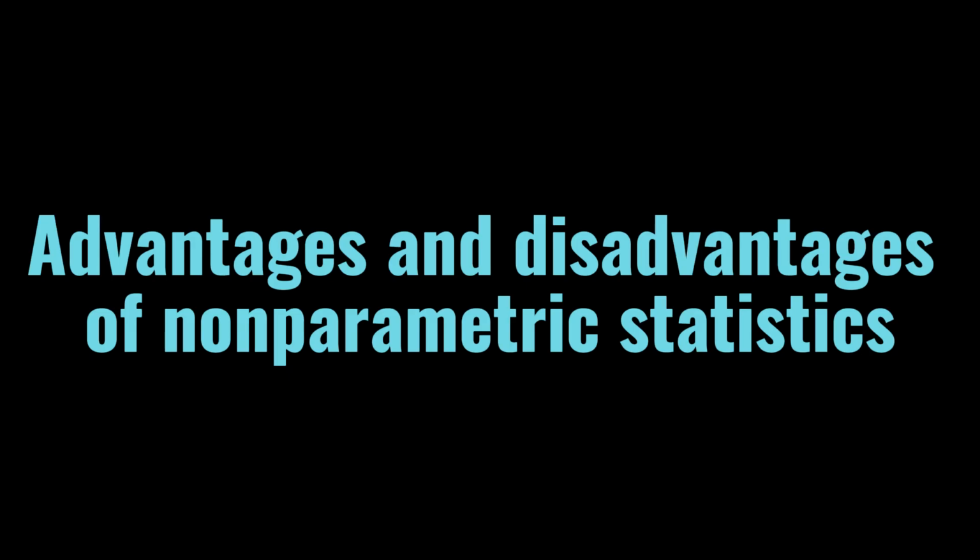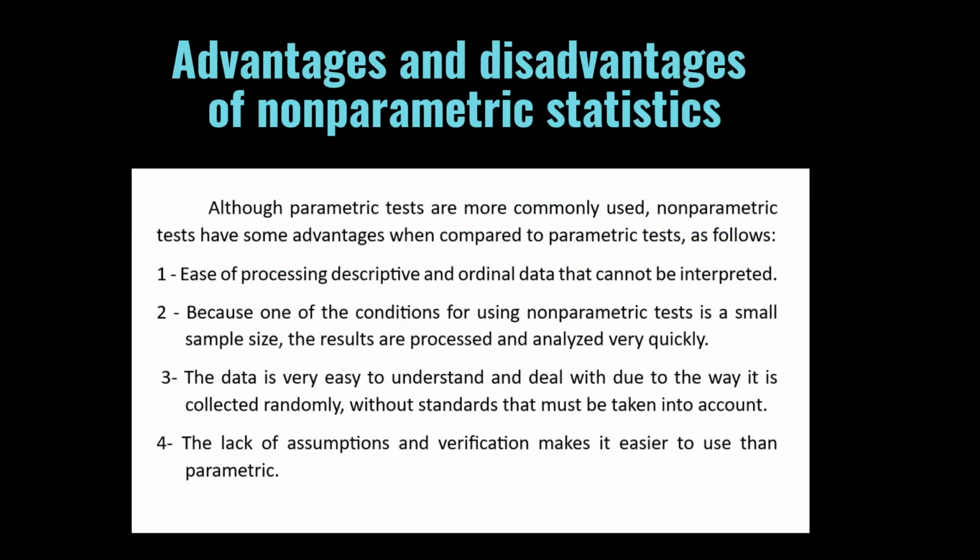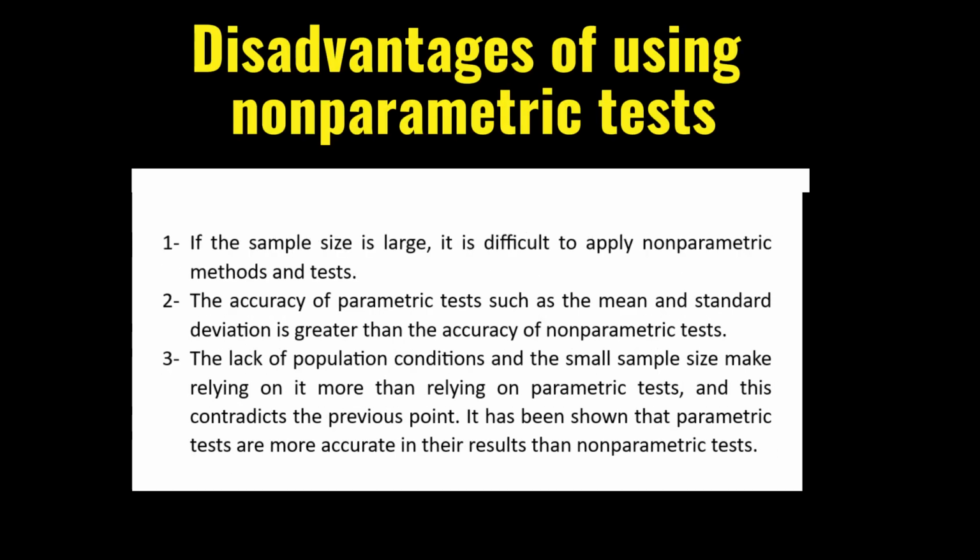Advantages and disadvantages of non-parametric statistics. Although parametric tests are more commonly used, non-parametric tests have some advantages when compared to parametric tests, as follows. 1. Ease of processing descriptive and ordinal data that cannot be interpreted. 2. Because one of the conditions for using non-parametric tests is a small sample size, the results are processed and analyzed very quickly. 3. The data is very easy to understand and deal with due to the way it is collected randomly, without standards that must be taken into account. 4. The lack of assumptions and verification makes it easier to use than parametric.